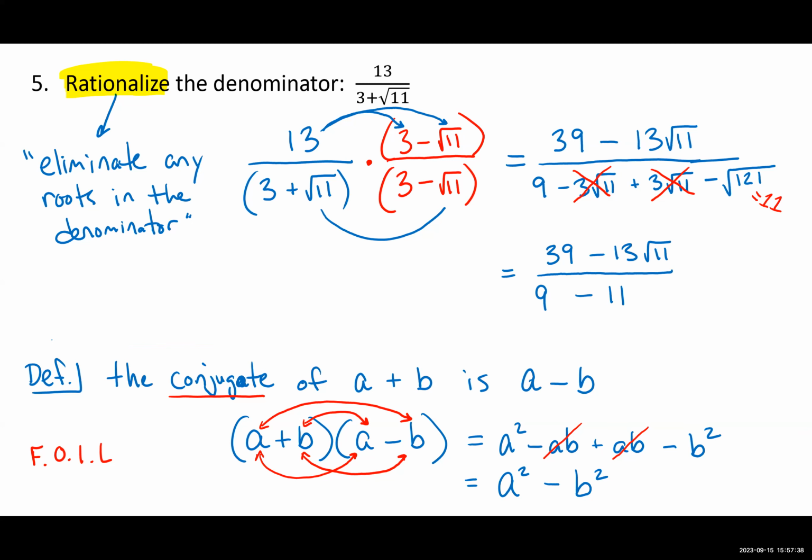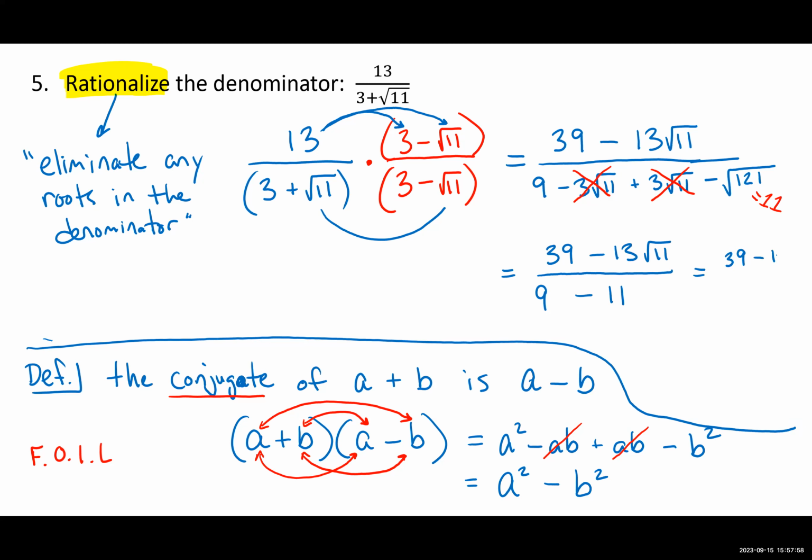I'm going to need a little bit of extra room here, so let me do that. Okay. So now we just have to simplify. We know 9 minus 11 is negative 2. We could simplify this a little bit.